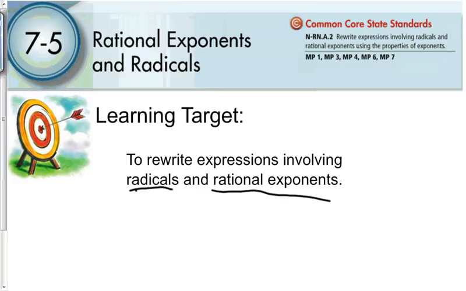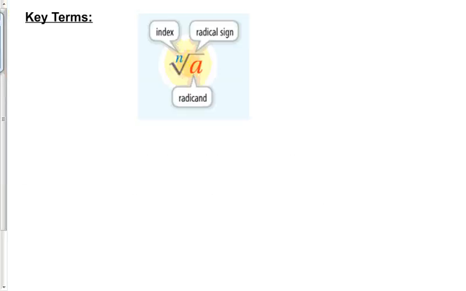All right. So the only vocab we have today, the only terms that we're going to focus on are these three: index, radical sign, and radicand. So if you did not know, the radical sign is the square root sign. So in other words, the square root sign, that would be this one right here. All right, the radicand is whatever is underneath the radical sign.